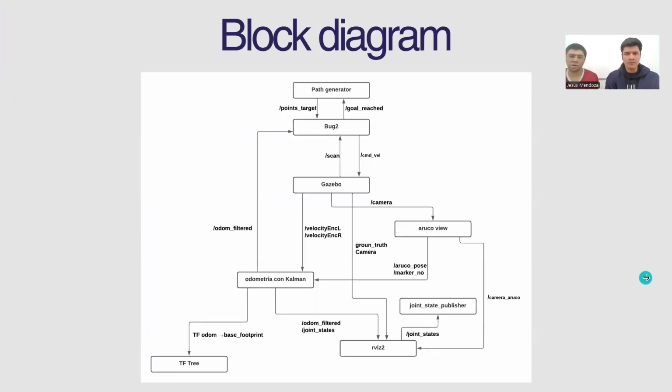And then we have our nodes communication. We can see that there is the path generator, which generates the target points and publishes them to Bug 2. And we can see that Bug 2 publishes the command velocity to Gazebo, and we receive the scan topic from Gazebo in order to avoid the obstacles. Then with Aruco View, we receive the camera topic so we can process the images and identify the Arucos. All this information is published in RViz, so we can see the simulation there.